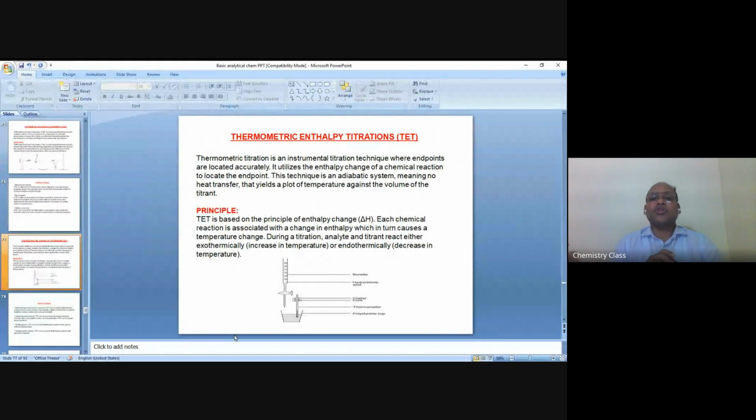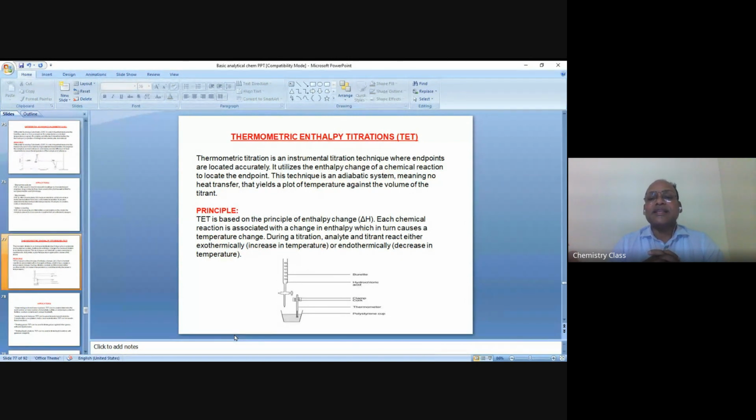Then we come to thermometric enthalpy titration. This is an important method, which uses a thermometer in the titration. Thermometric titration is an instrumental titration technique where endpoints are located accurately. This is the most important point. It utilizes the enthalpy change of a chemical reaction to locate the endpoint.